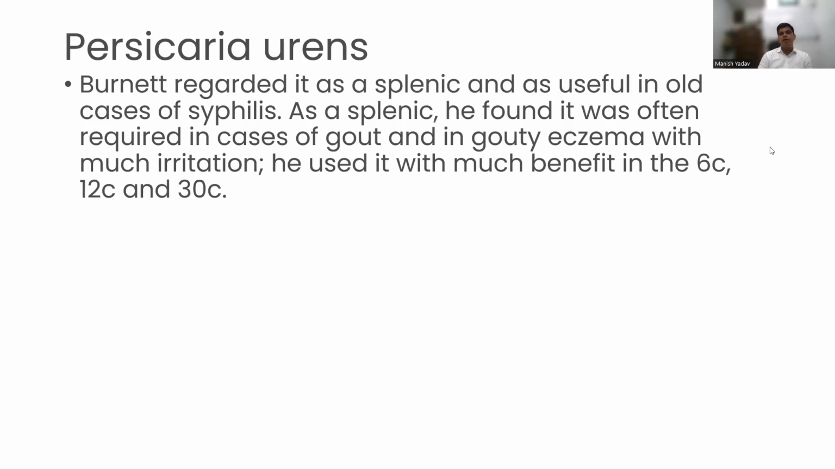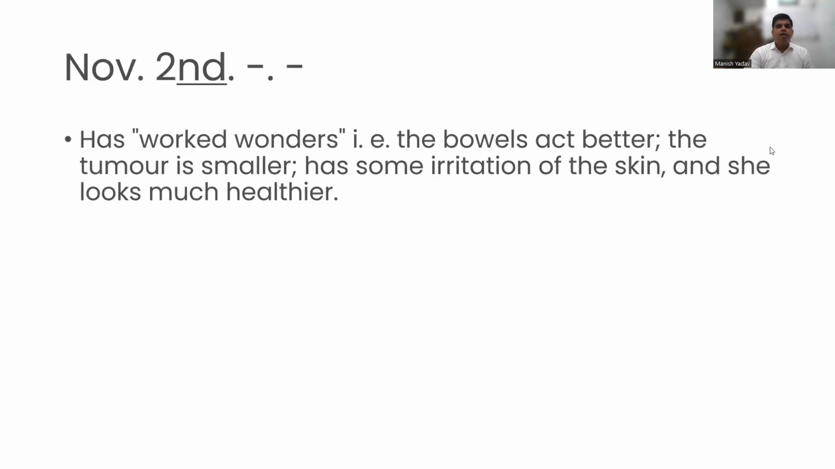The concomitant, now here you can see this prescription is based on concomitant pathology. What is it? Syphilis, one pathology, eczema, one pathology, gout, one pathology. So he's asking himself, which is the remedy which has got gout, eczema, and syphilitic, all mixed together. And that's a remedy called Persicaria urens. This remedy works wonders, has worked wonders. Bowels act better, tumor is smaller, has some irritation of the skin, and she looks much healthier.